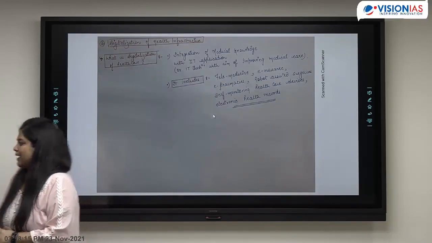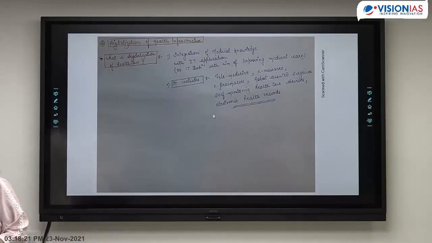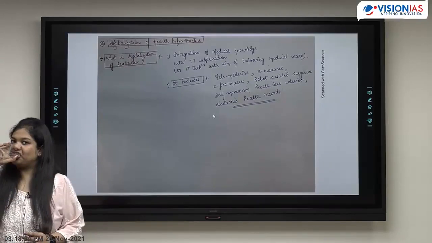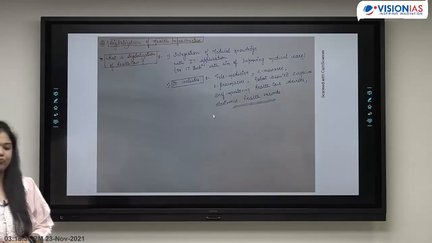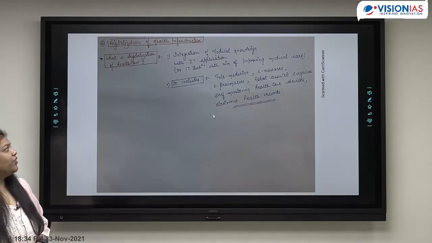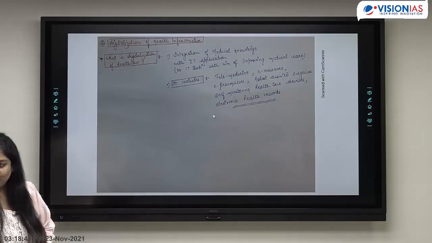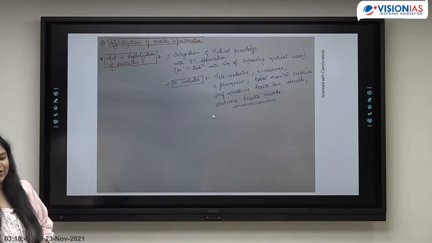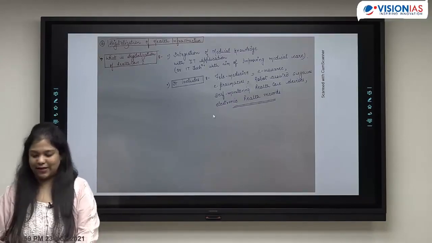Now, what do we mean by digitalization of healthcare? देखो जल्दी से. Integration of medical knowledge with IT application is known as digitalization of healthcare. Or basically, information technology is being used for improving the medical care. So that can also be referred as digitalization of healthcare. It includes e-insurance, it includes e-pharmacy, telemedicine, ठीक है, या फिर electronic health records. So you should exactly know what do we mean by digitalization of healthcare.